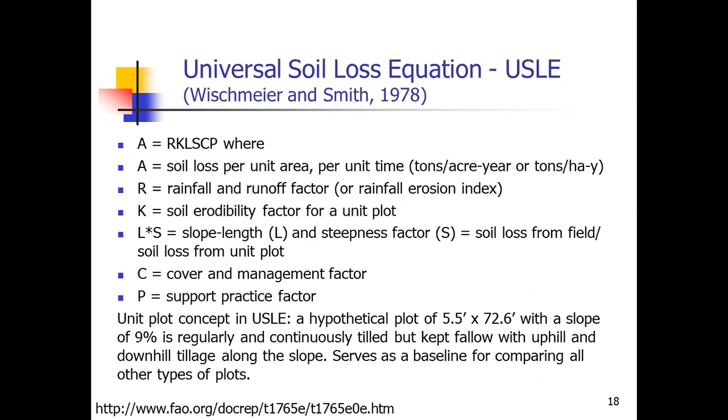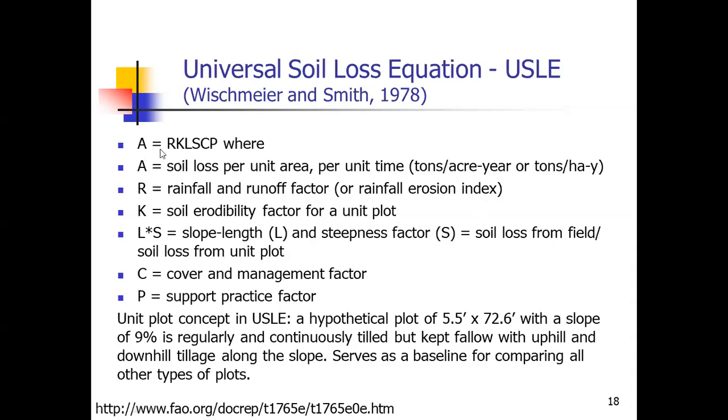So this is the universal soil loss equation where A is the soil loss per unit area per unit time. Our SI units are tons per hectare per year. You can have tons per acre per year. Sometimes it's difficult to convert it because all the other factors are in acres, but we'll try and figure that out.